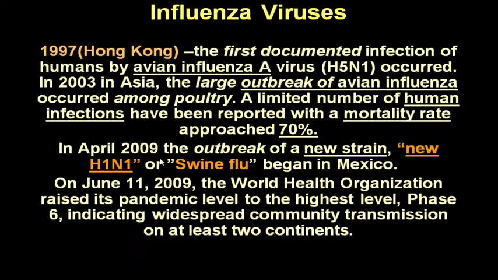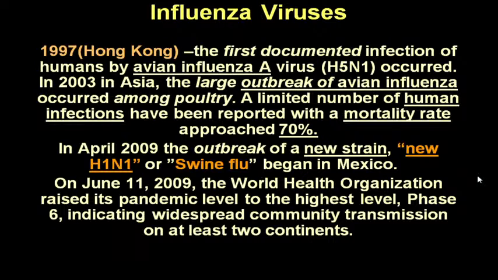But then in April of this century, in 2009, there was an outbreak of an absolutely new strain that was called first new H1N1, then swine flu, and now Californian flu. And on June 11, the WHO raised its pandemic level to the highest level because it had spread very quickly, first to Brazil and from Brazil to the rest of the world.